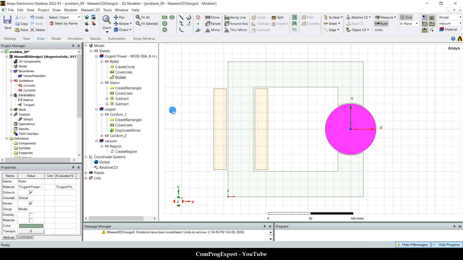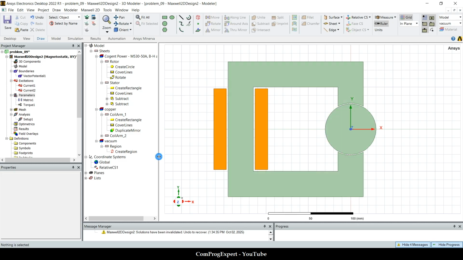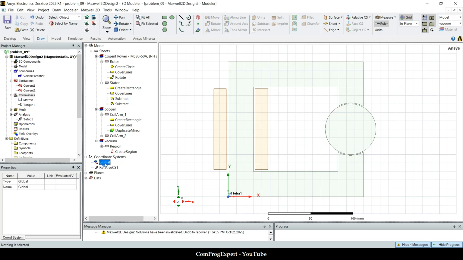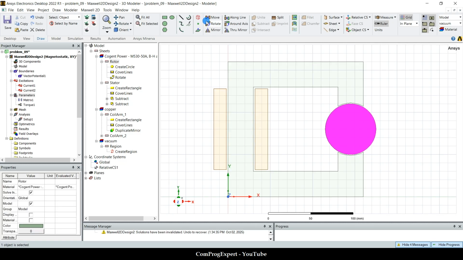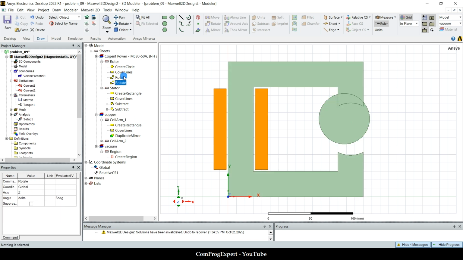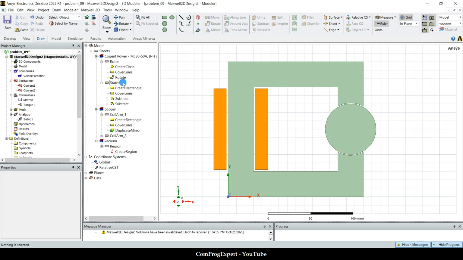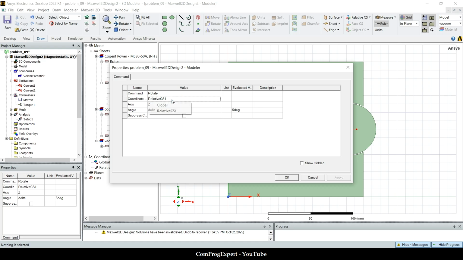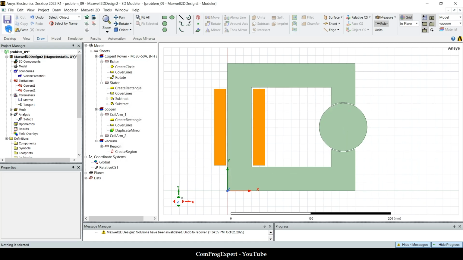0 degrees? Yes. Consider that if you select the global coordinate system and rotate the rotor, the situation will be different. If I write 5, yes, this is the rotation. That is not correct. So let me delete the second rotation that we defined here. Now this is the correct rotation. The coordinate system is relative coordinate system 1.